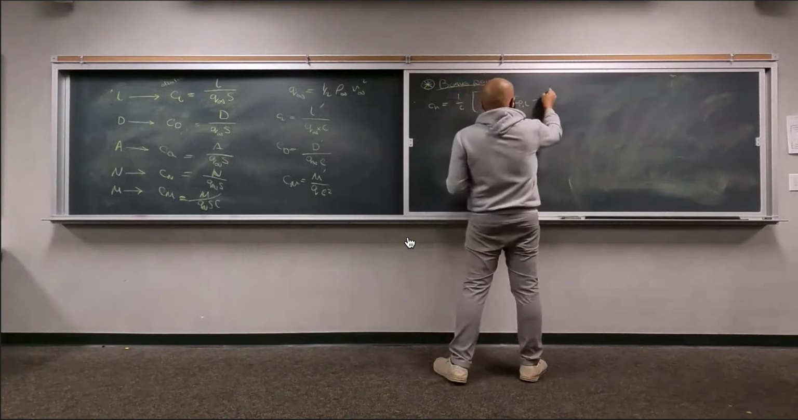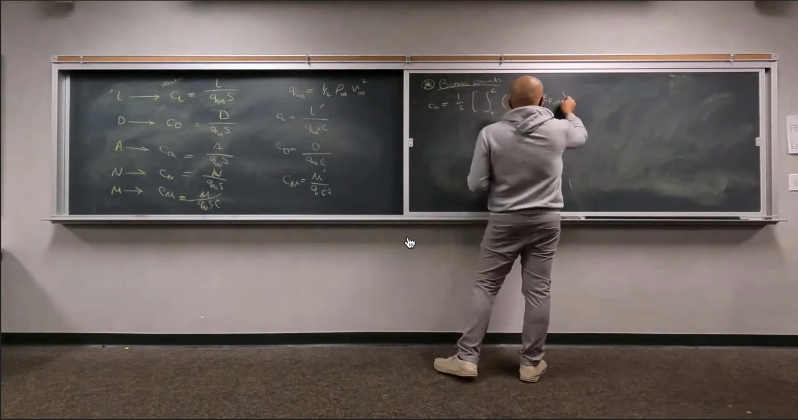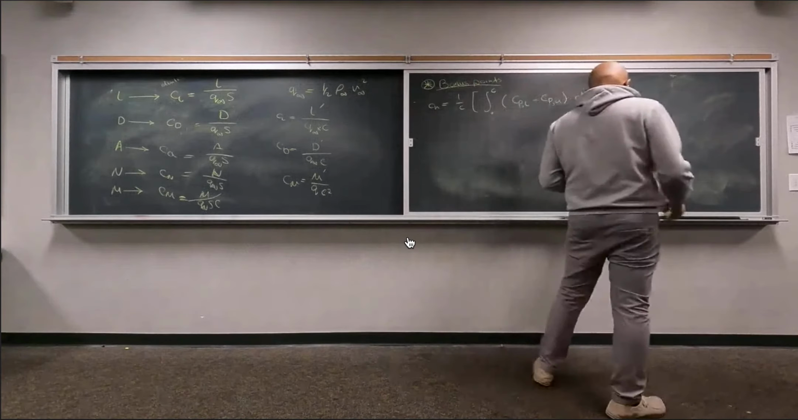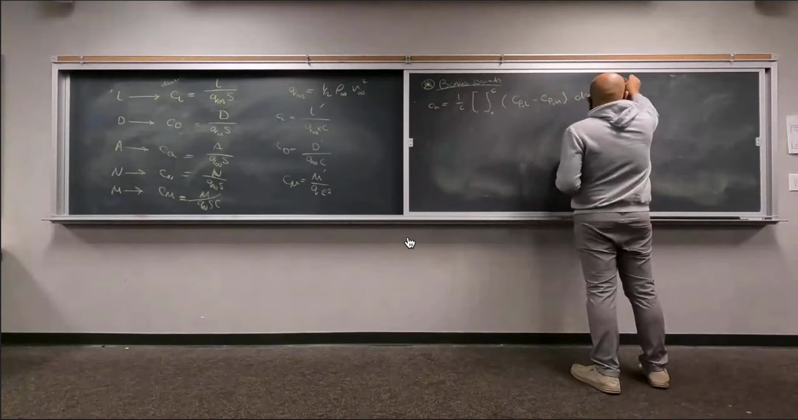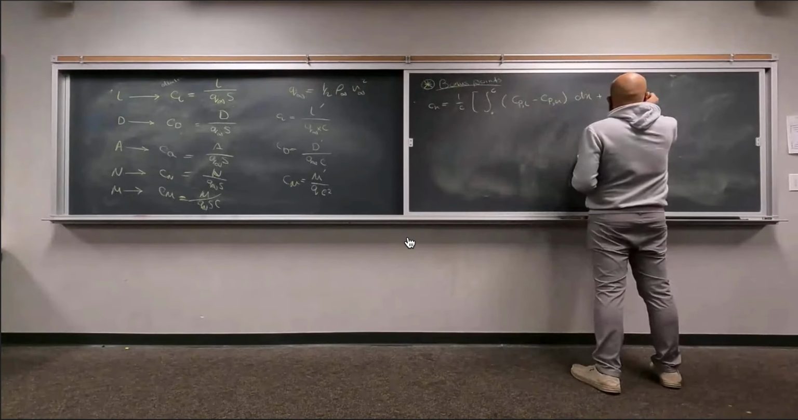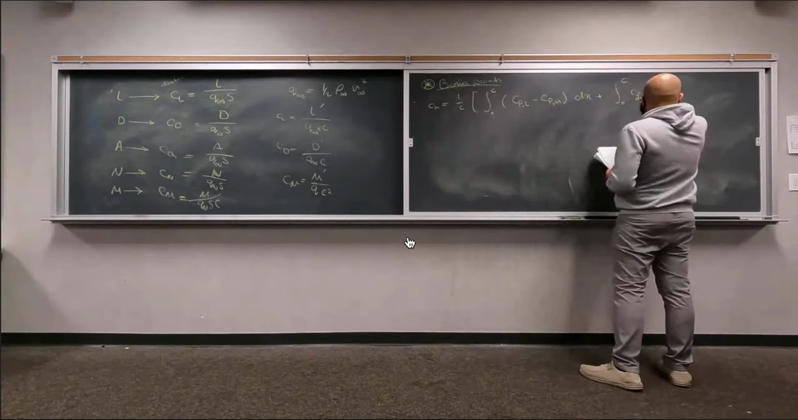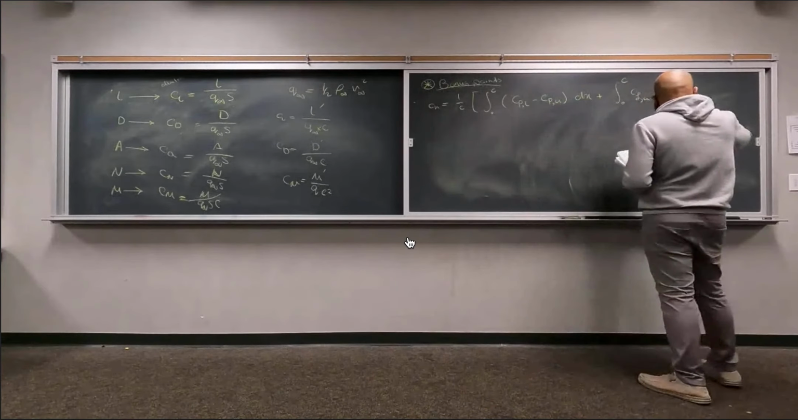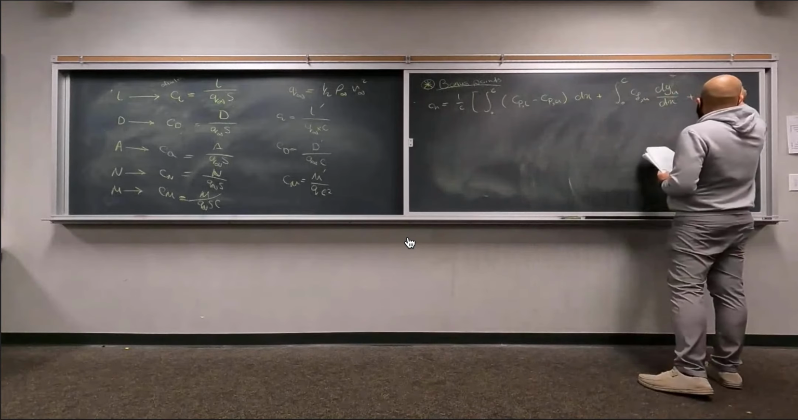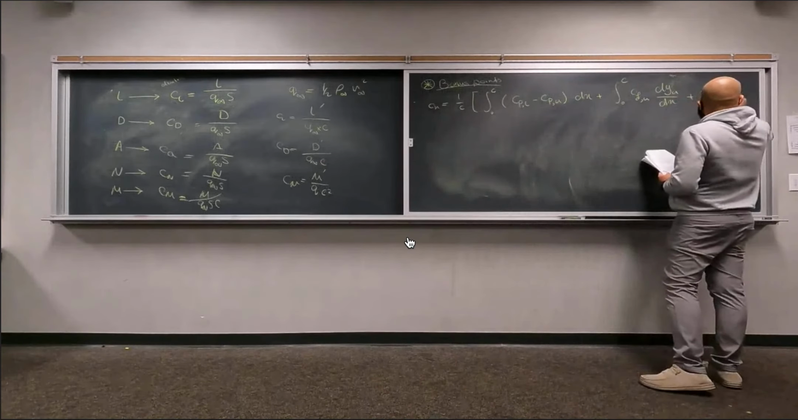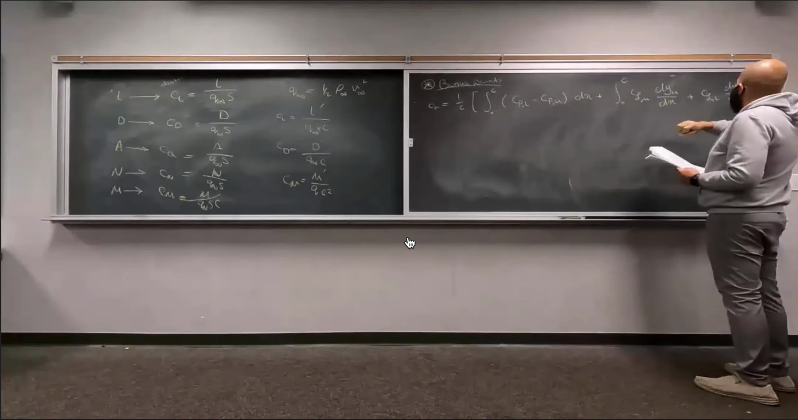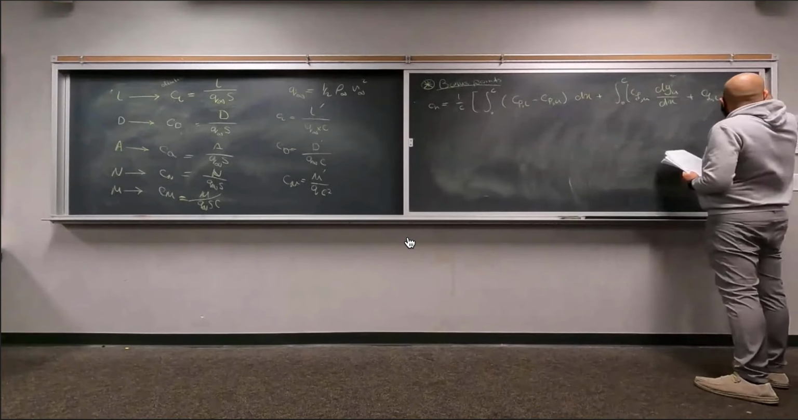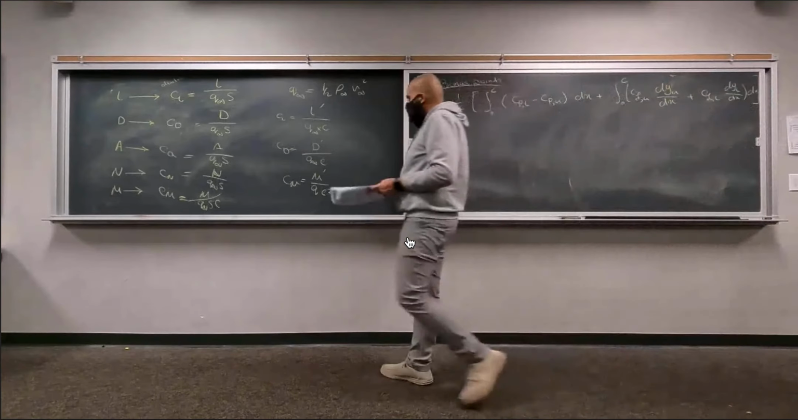Pressure coefficient on the lower surface minus the pressure coefficient on the upper surface, CPL minus CPU, dx, plus the integral from 0 to C of the friction coefficient on the upper surface, dy of the upper surface over dx of the upper surface, plus the friction coefficient of the lower surface, dy of the lower surface over dx of the lower surface, and then by dx. Okay.